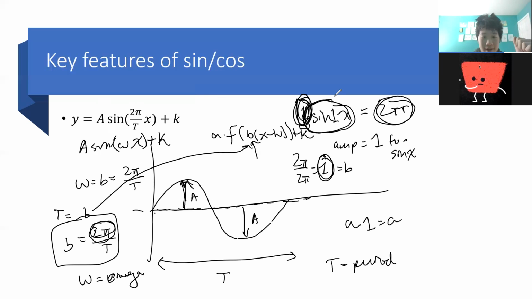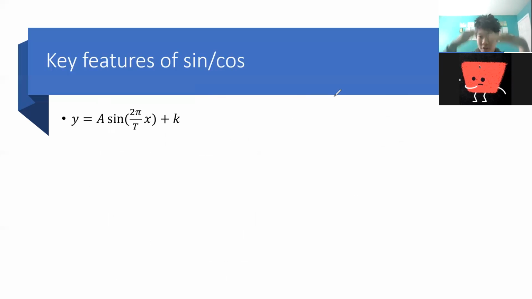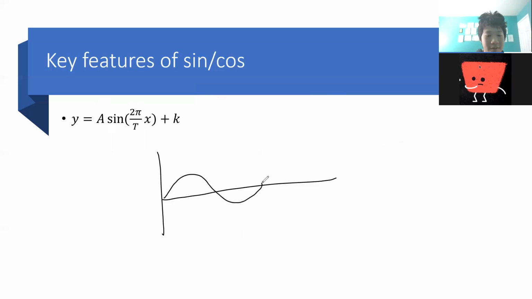Okay, so that's the horizontal stretching or compressing. And finally, k. K is really, really simple. K is the vertical shift. So this is sine of x. If k was 1, we just shift the graph up by 1 unit. That's simple enough.